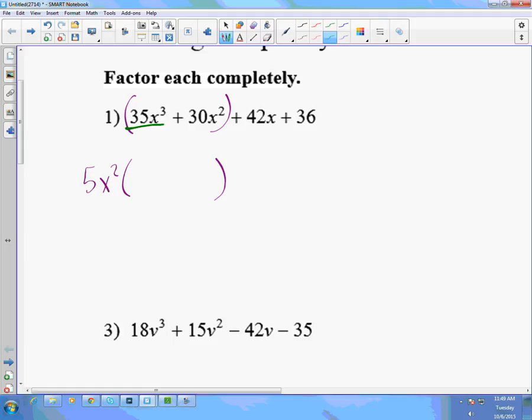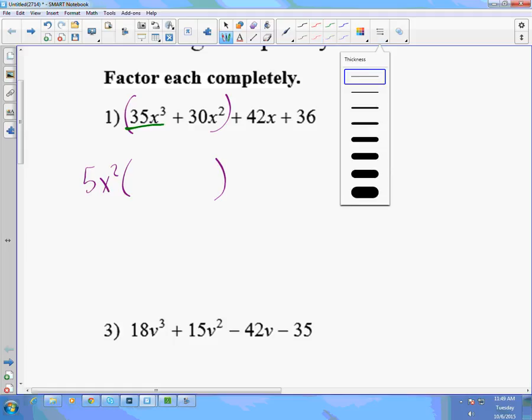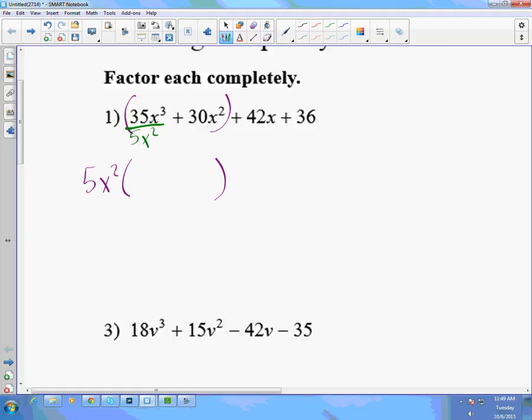Okay, so you divide both by 5x squared. That's what that thing does, right? You're factoring it out, because it's the inverse of the distributive property. So we distribute, we multiply; we factor, we divide. Okay, so 35x cubed divided by 5x squared. What's that going to be? x, right? Because 3, take off 2, gives you 1x.